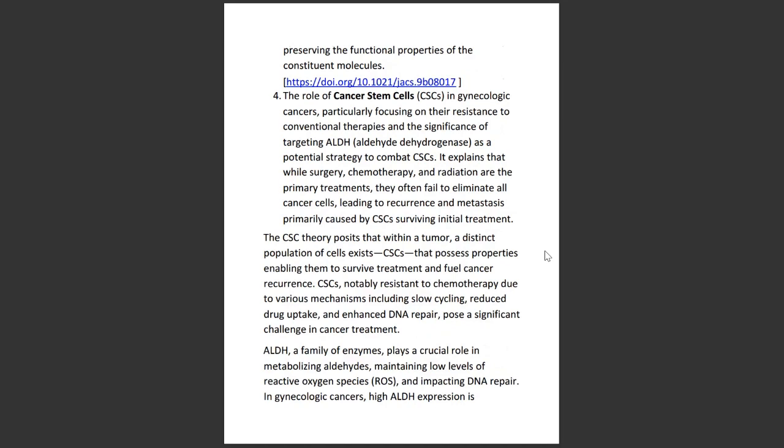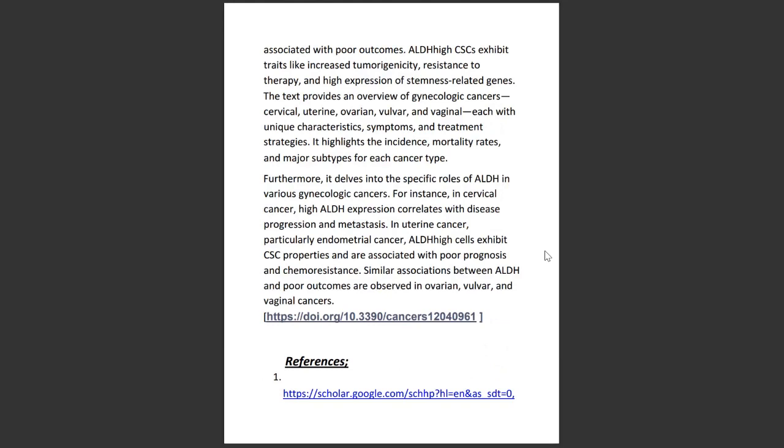The role of cancer stem cells in gynecology cancer, particularly focusing on the resistance to conventional therapy, is significant, targeting ALDH, aldehyde dehydrogenase, and the potential strategies to combat CSCs. It's claimed that while surgery, chemotherapy, and radiation are the primary treatments, they often fail to eliminate cancer stem cells, leading to recurrence, metastasis, and probably cancer cells surviving initial treatment.